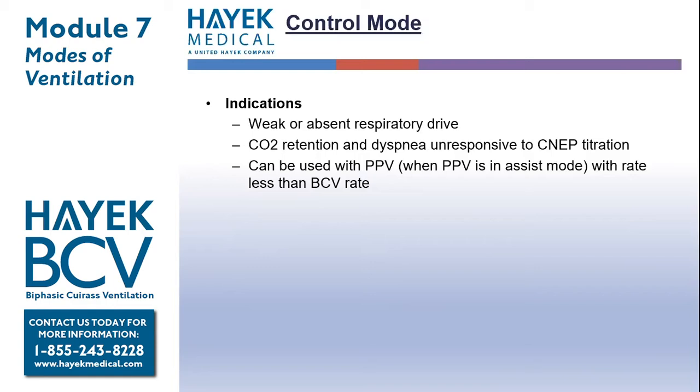Indications for control mode are a weak or absent respiratory drive, CO2 retention and dyspnea that has not responded to continuous negative titration, and it can be used with positive pressure when the positive pressure ventilator is in the assist mode with rate set less than VCV rate.